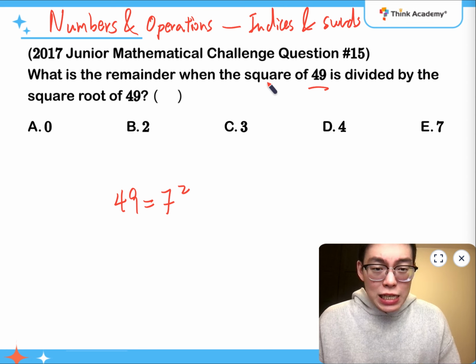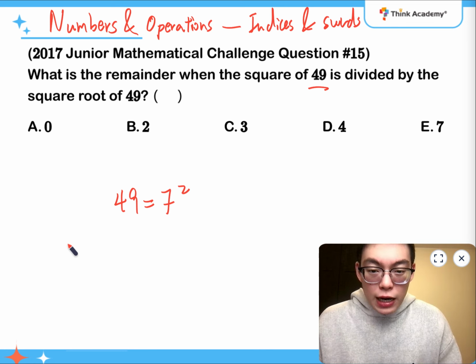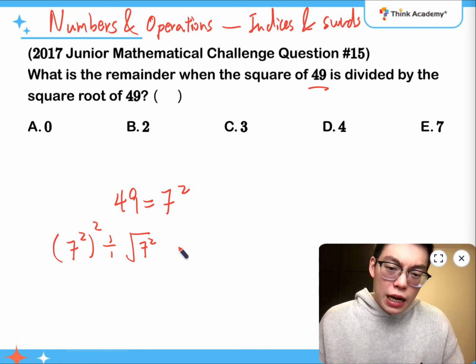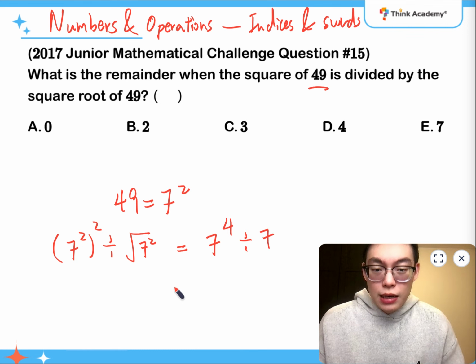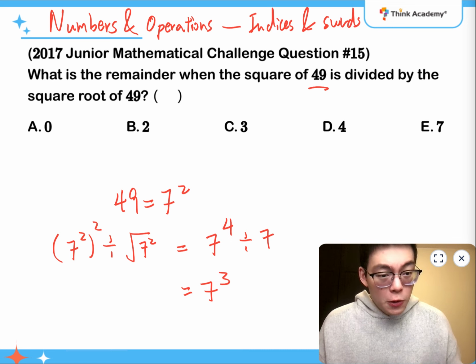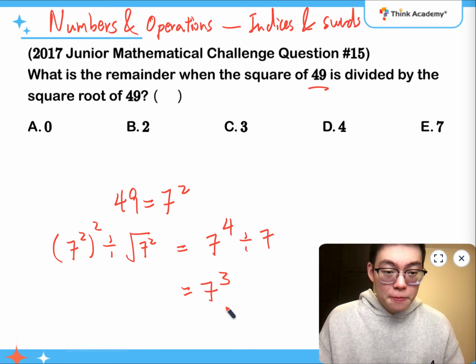When we are dividing the square of 49 by the square root of 49, we are dividing 7 squared squared by root 7 squared, which means that I have 7 to the power 4 divided by 7, and that is going to be 7 to the power 3, which means it is a whole number, so there is no remainder. The remainder is 0.